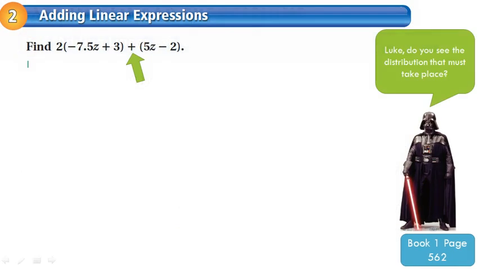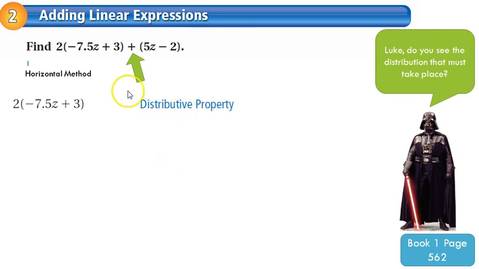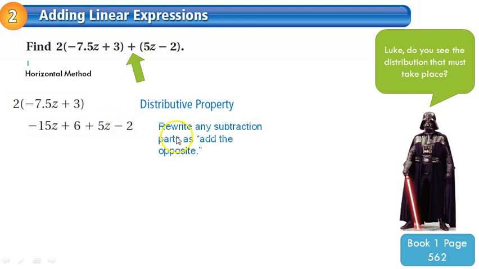Let's take a look at a more complex problem requiring the distributive property. Horizontal method. Use the distributive property. We have to first figure out 2 times negative 7.5z plus 3. Again, there are two groups of these, so let's multiply and figure it out. 2 times negative 7.5 is negative 15, with a z. And 2 times plus 3 is plus 6. And let's write that 5z minus 2 there.